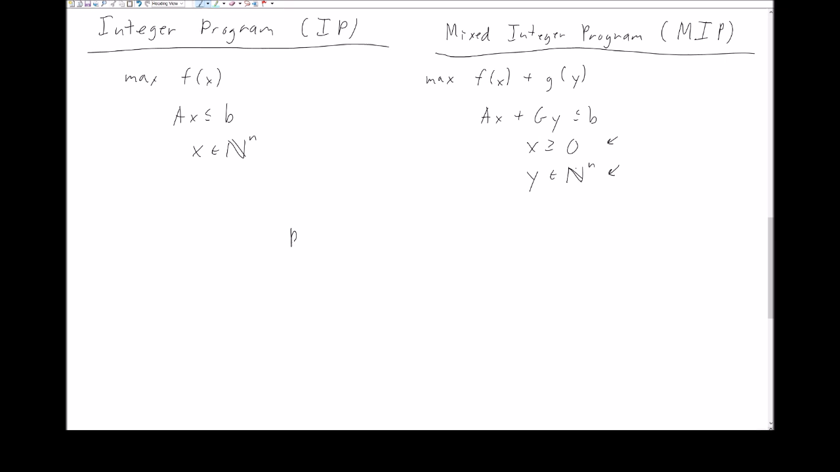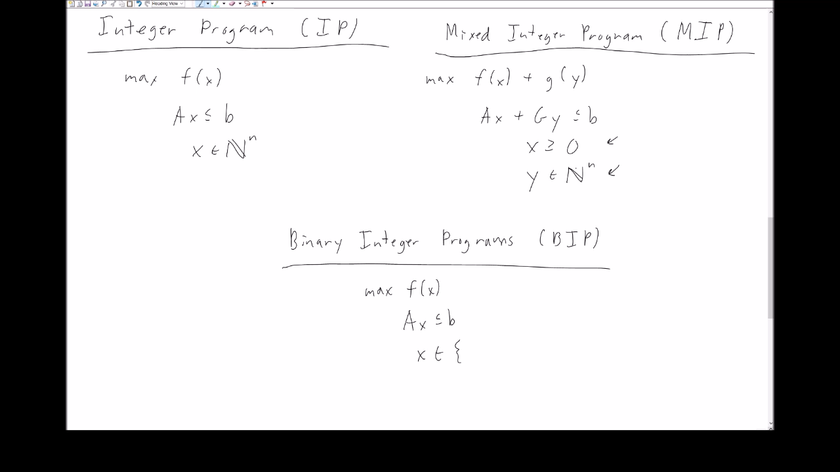The final class of program we're going to look at is binary integer programs. Binary integer programs are an important special class of integer programs. In this case, we're again going to have an objective function, maximize, say, f of x, subject to some set of constraints, Ax is less than or equal to b. But now, instead of x being a vector of natural numbers, x is going to take on two particular values, 0 and 1. And it'll be a vector of 0s and 1s.